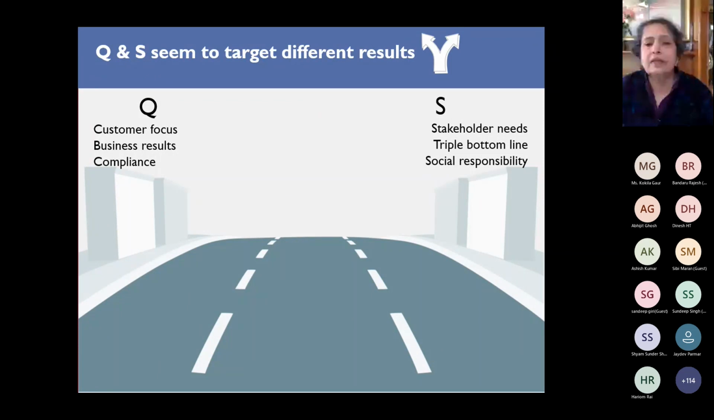Okay, so it seems that quality management and sustainability appear to be targeting different results. In quality, one of the things that we look at is customer focus. In all the quality management systems, the eventual goal is to make sure that the focus is on the customer and also on business results. Business results could be not just financial performance, but also results in terms of customer satisfaction, employee satisfaction, supplier relationships, etc.